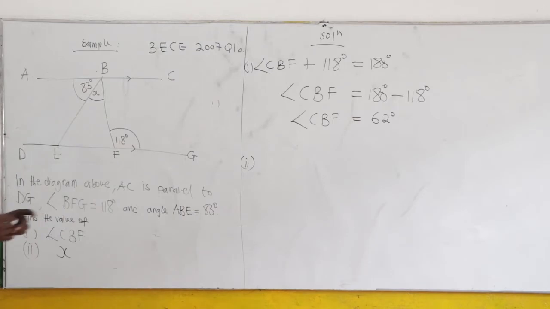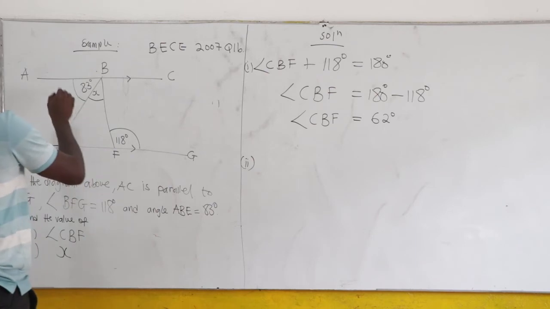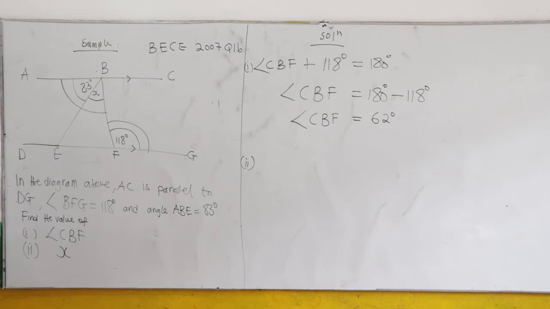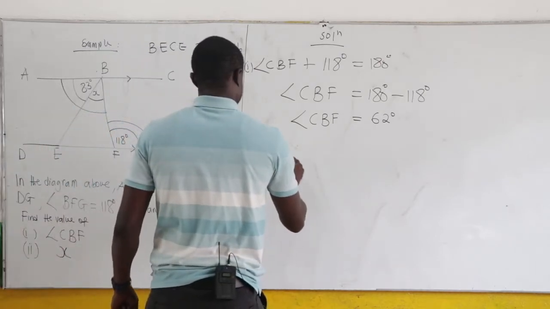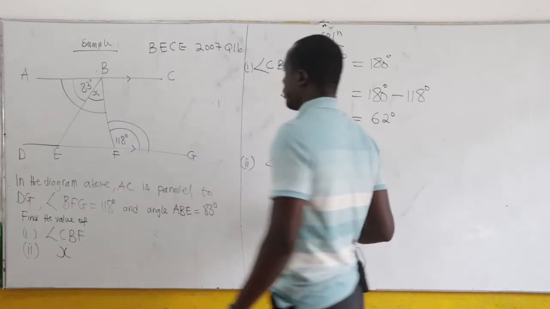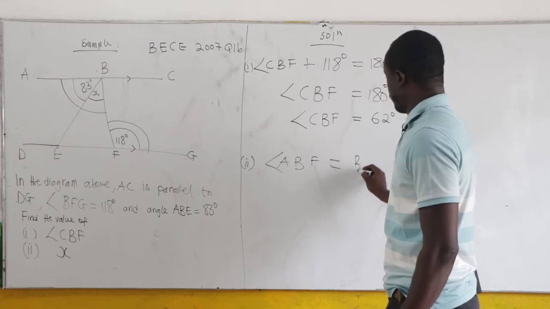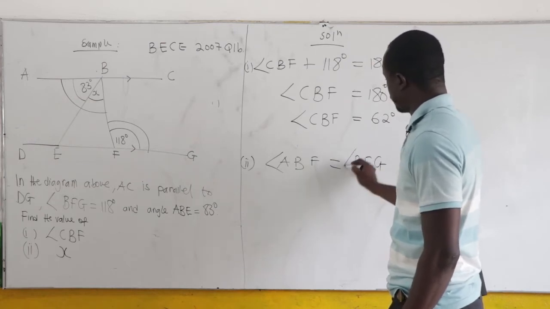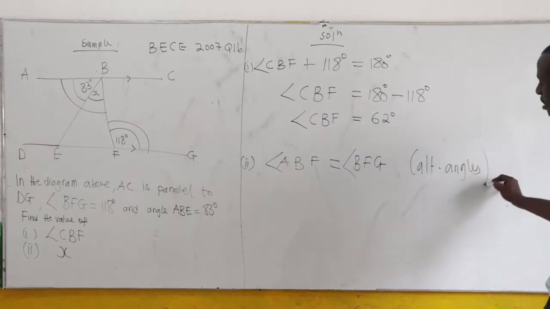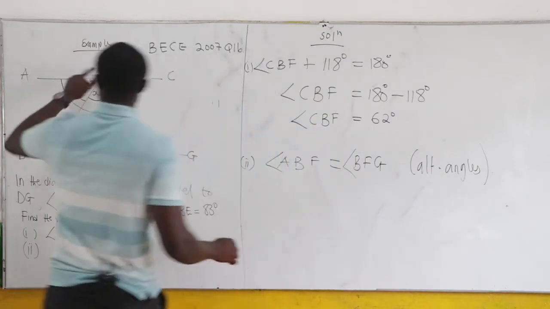Now, the second one says that we should find x over here. This is a transversal, and the angle all the way from here is the same as the angle over here. So the angle here, that is ABF, is equal to BFG. Now, angle ABF is equal to BFG, and these are alternate angles.